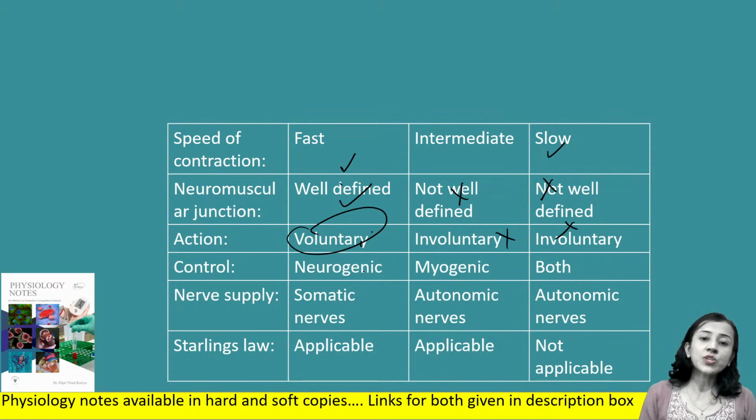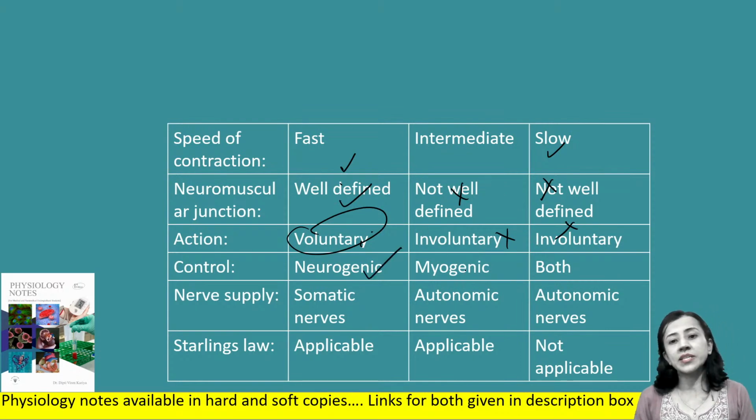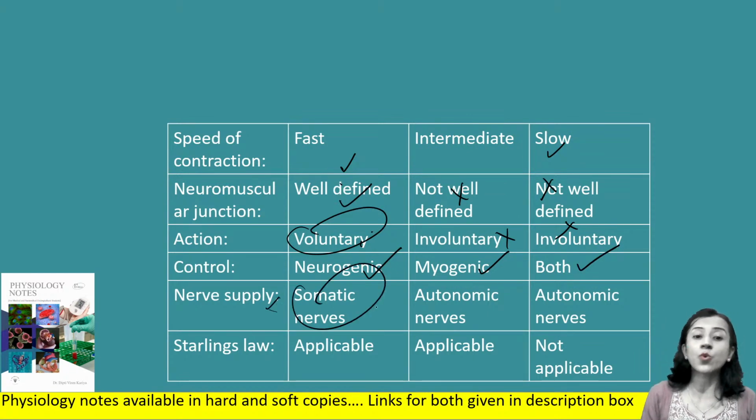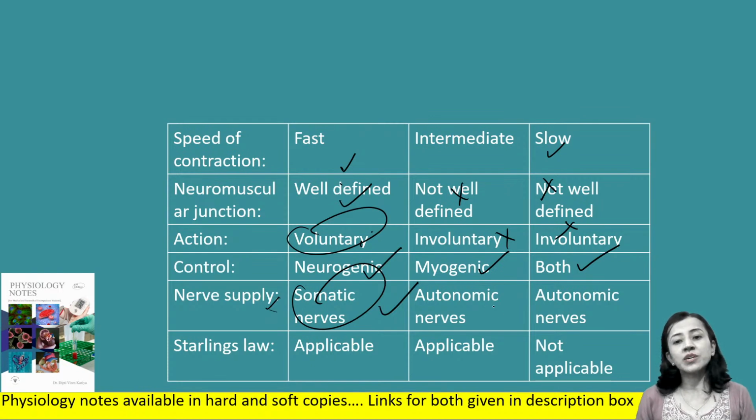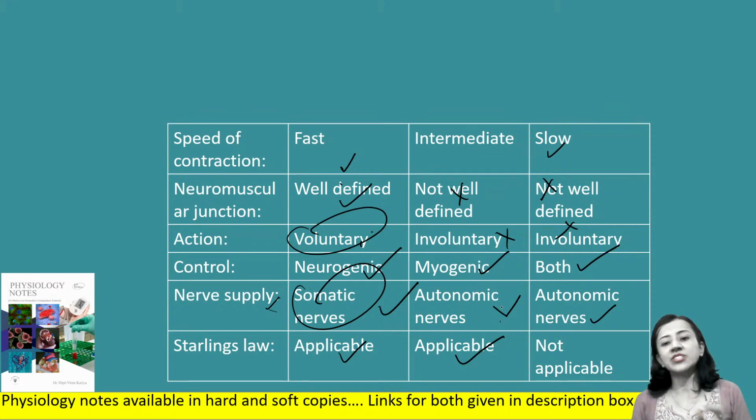Control: skeletal muscle control is neurogenic, whereas cardiac muscle control is myogenic, and smooth muscle is neurogenic as well as myogenic. Nerve supply: skeletal muscles are supplied by somatic nerves. Cardiac and smooth muscles are supplied by autonomic nerves, not under our control. Frank Starling's law is applicable for skeletal muscle and cardiac muscle. As we have discussed, within physiological limits, force of contraction is directly proportionate to initial length of cardiac and skeletal muscle, but not applicable in the smooth muscle.